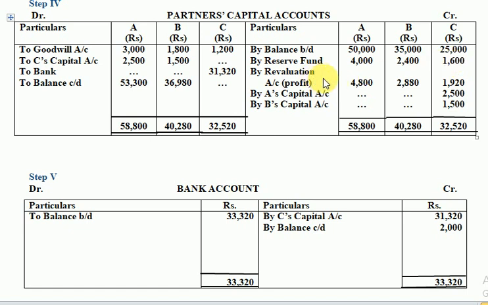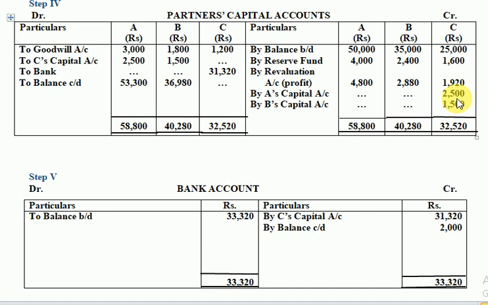This is revaluation profit coming from the revaluation account: for A 4,800, B 2,880 and C 1,920. Finally, the entry which we have passed for goodwill treatment, where C is credited with these two amounts given by A and B. So by A's capital account 2,500, by B's capital account 1,500. Remember, the partner who is retiring, in our question C is retiring, will always be shown on the credit side with the goodwill amount. So you must learn it, because this is different from admission of a partner.